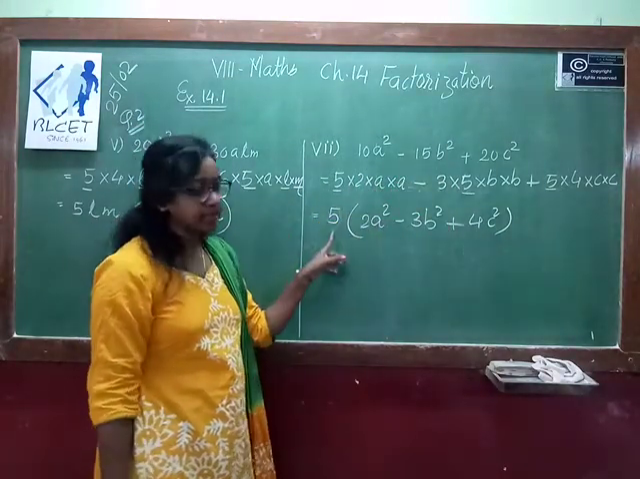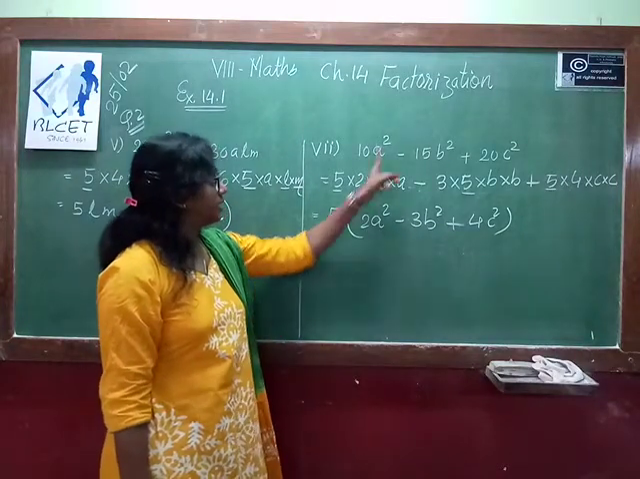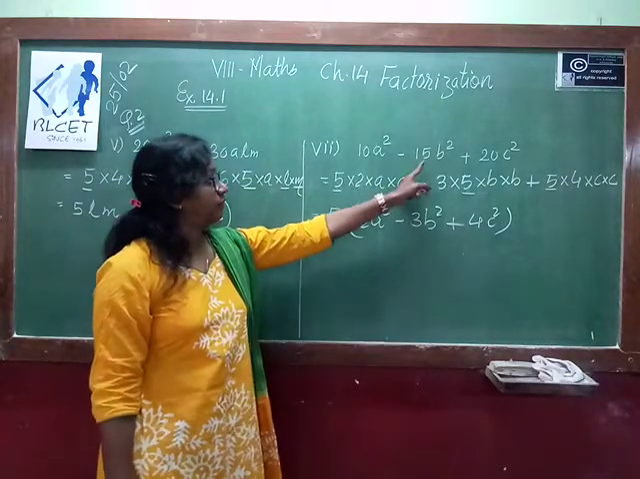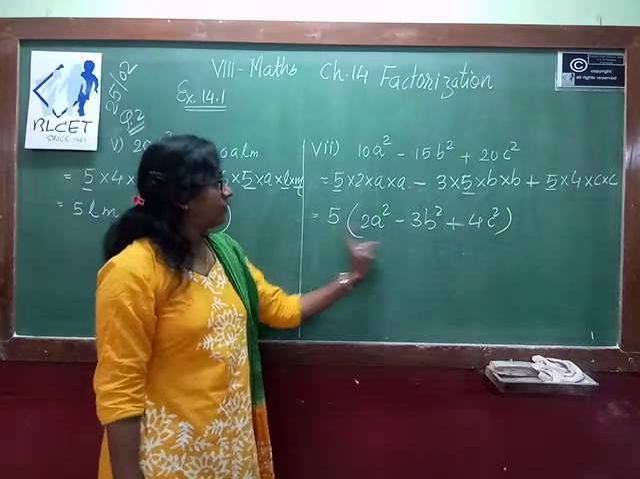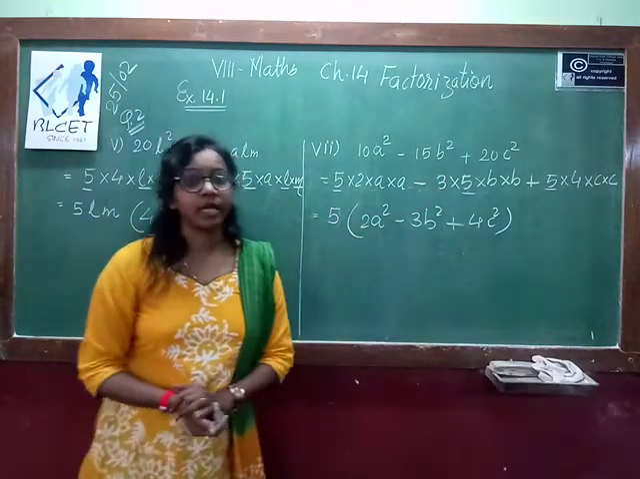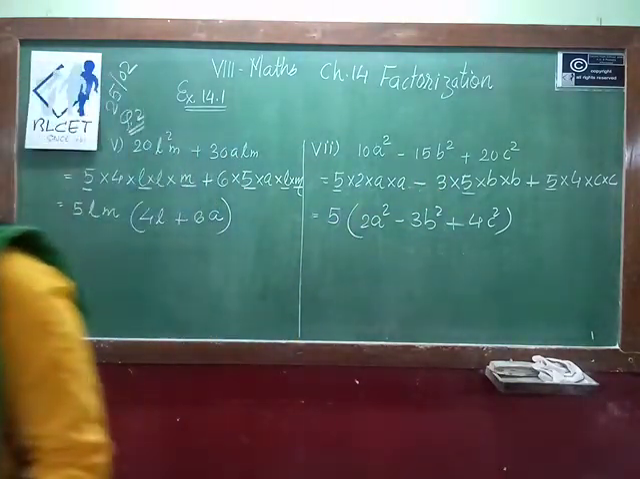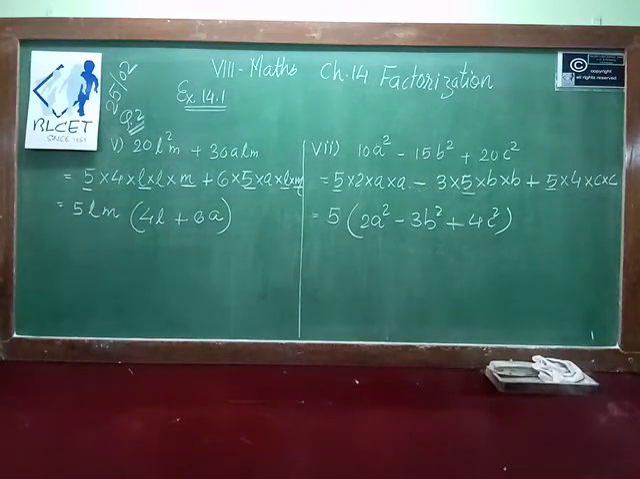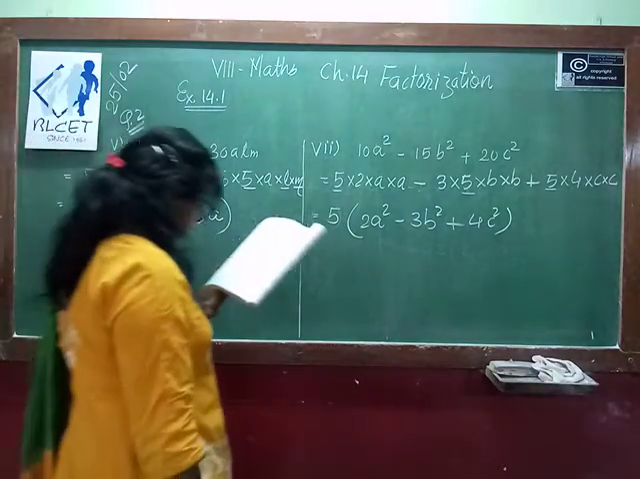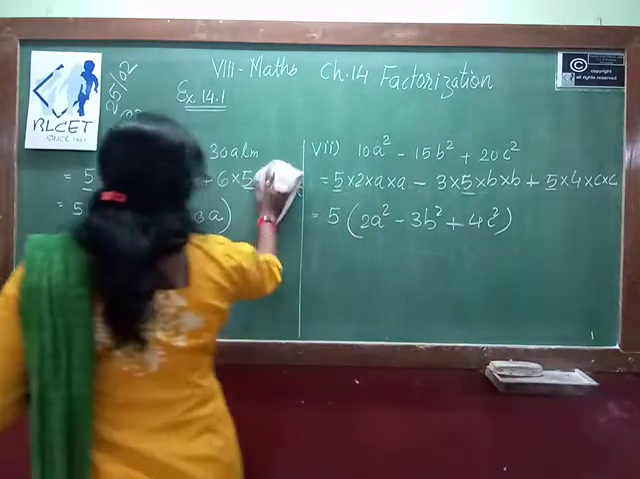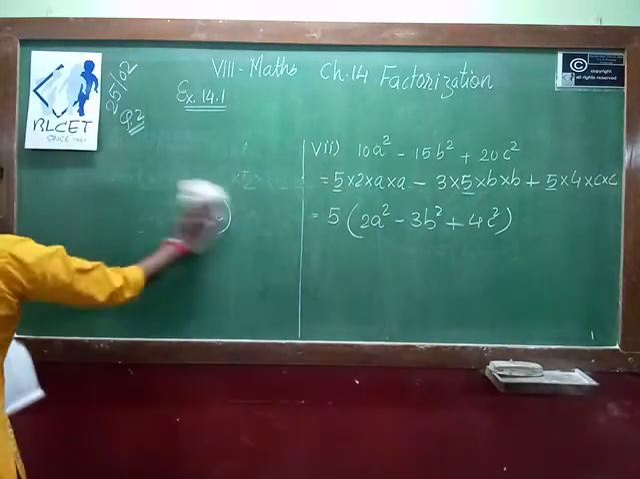Want to check your answer? 5 twos are 10a square, 5 threes are 15b square, minus is there, 5 fours are 20c square. So this way you can check your answer. Move on to the next question. Let's see how to solve this question.